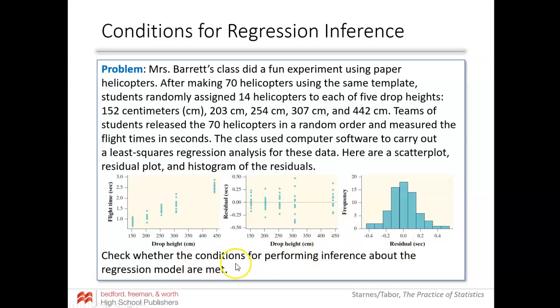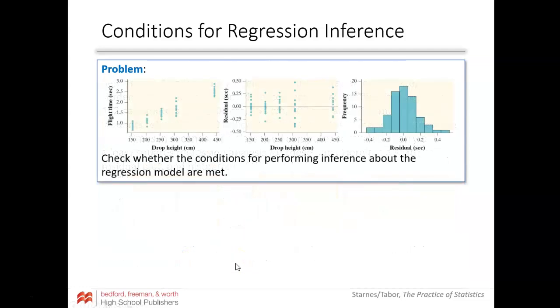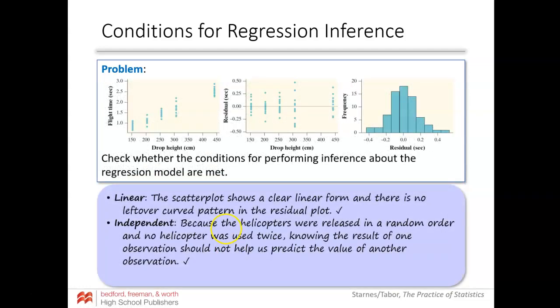So we're going to check the conditions. So first condition, in any order, technically. Linear is a good one. I just go in the order of the acronym, LINER. So linear, yeah, and again, remember these are a bunch of data points from the same drop height. That's why you're seeing it. But if you kind of squint, yeah, it's definitely a linear pattern. So the scatter plot shows a clear linear form, and there's no leftover curvature when you look at the residual plot. So linear is looking good.